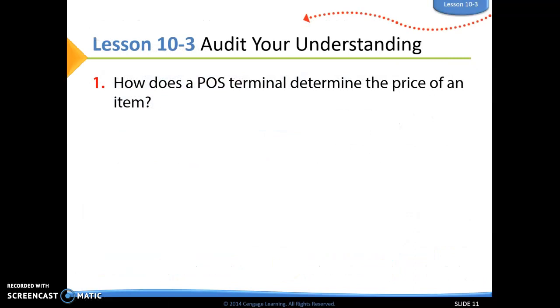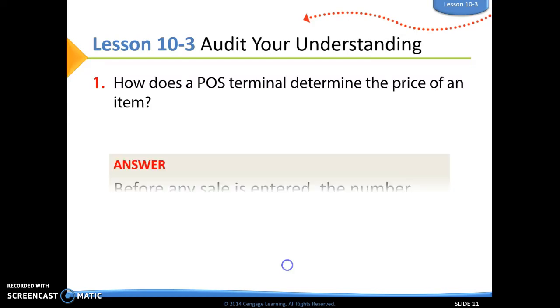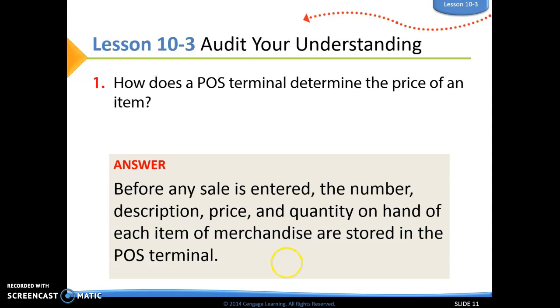Number 1, how does a POS terminal determine the price of an item? Before any sale is going to be entered, the number, description, price, and quantity on hand of each item of merchandise are going to be stored in the POS terminal.